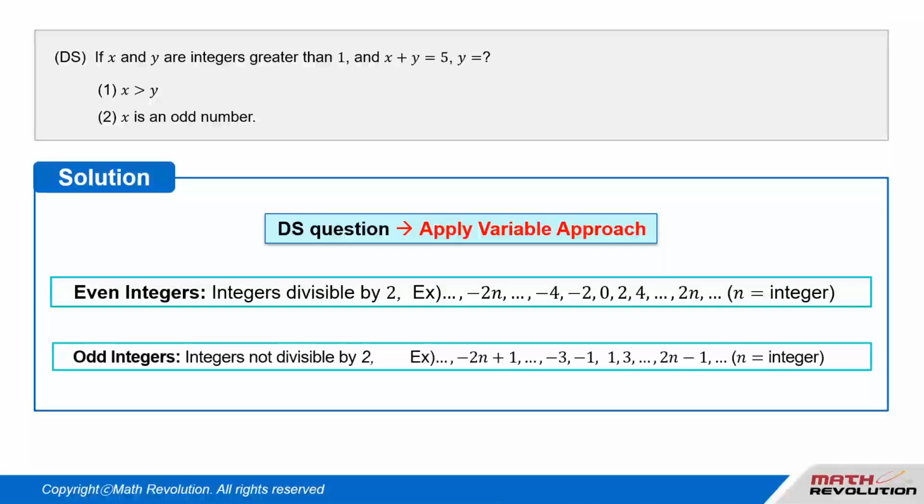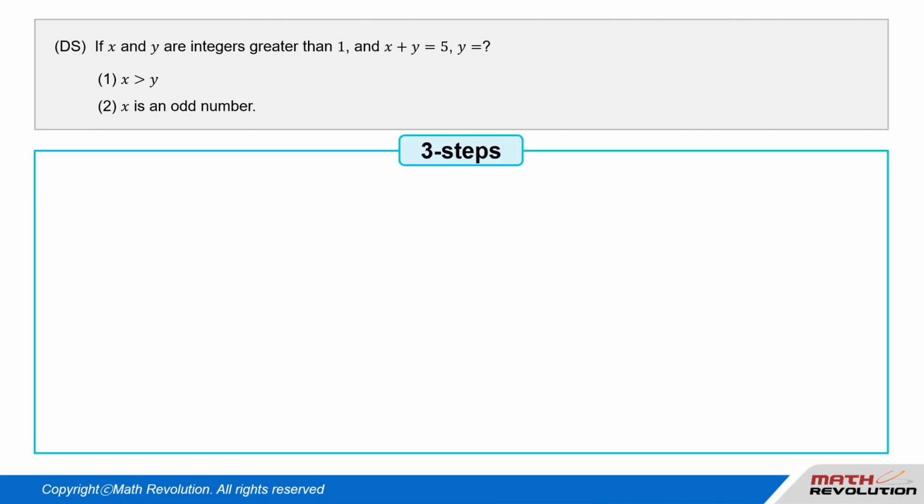Odd integers. These are the integers that are not divisible by 2, including both positive and negative integers. Thus, odd integers include, and so on, -2n plus 1, and so on, until -3, -1, 1, 3, and so on, until we get 2n minus 1, and so on, where n is an integer. Let's apply the 3 steps of the variable approach.